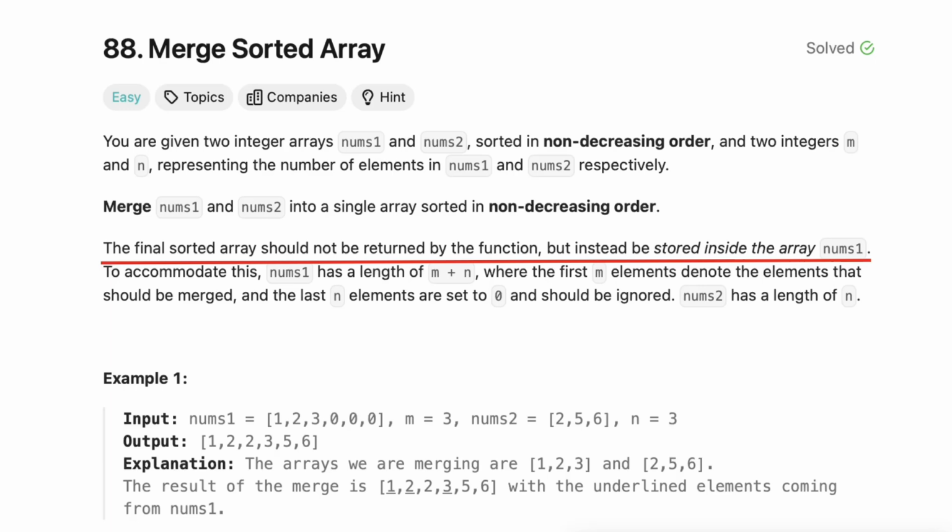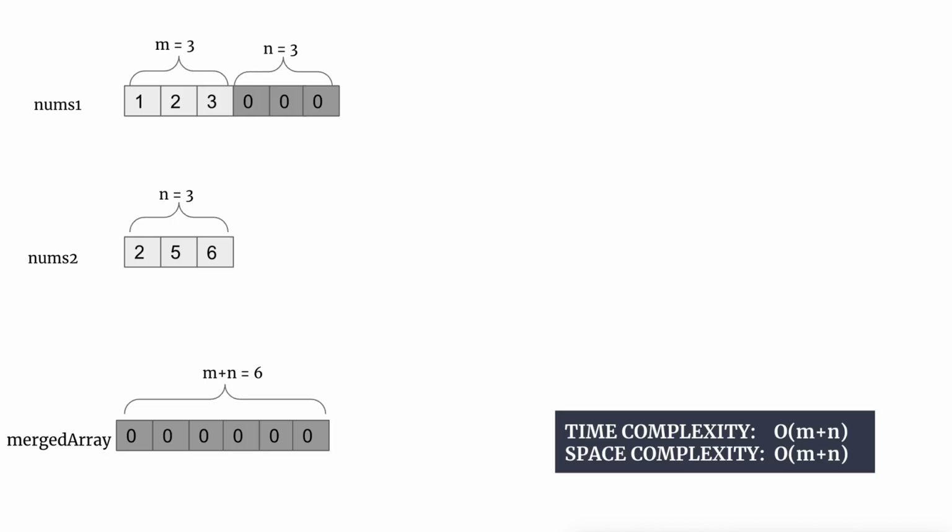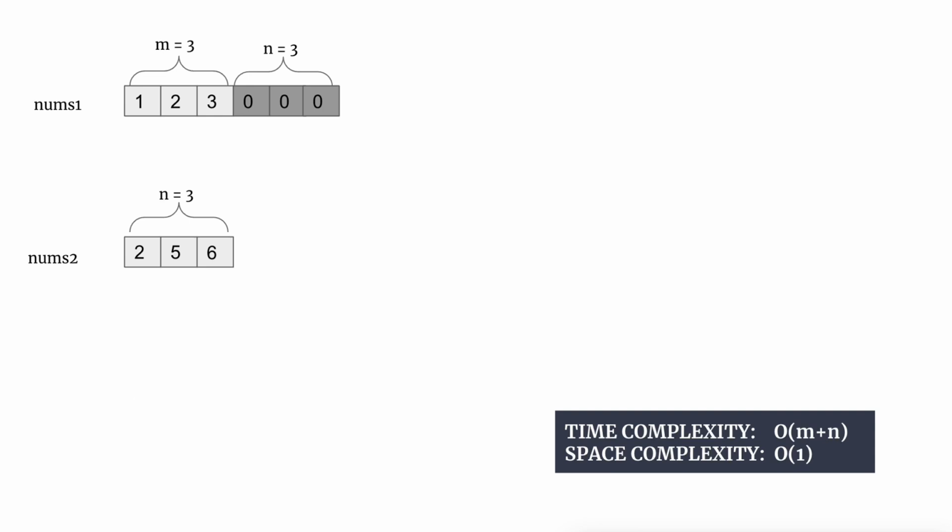However, the question says the final sorted array should not be returned by the function, but instead stored inside the array nums1, and we can assume that nums1 has the length of m plus n. So we can directly merge nums2 into nums1 as one sorted array without creating this merged array, which is an extra memory. If so, we can optimize space complexity from O(m plus n) to O(1).